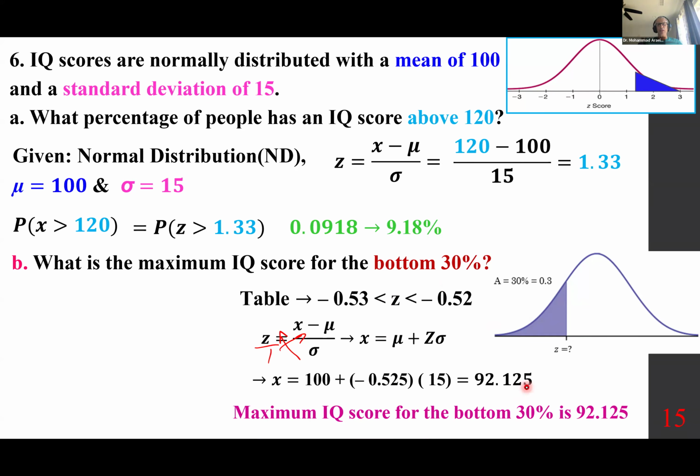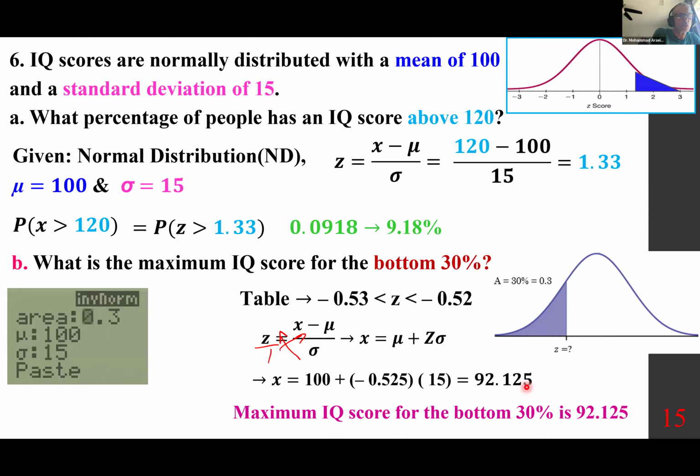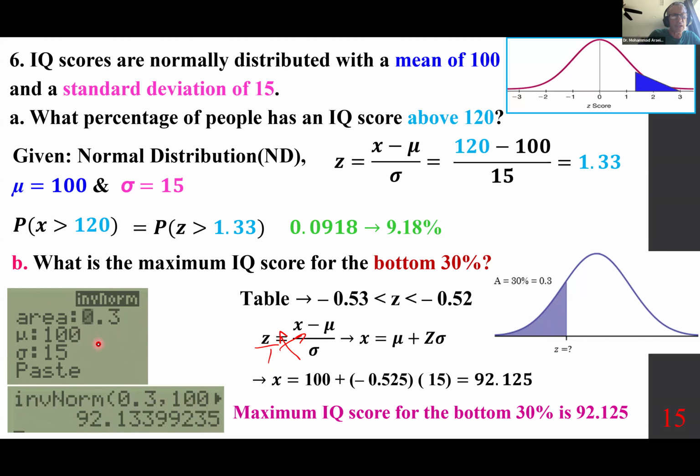Now, so we have that, and if we want to go with the technology, we are going to go with the inverse norm. The area, you have to write the area on the left side, which is 0.3. You can go with mu is 100, sigma equals 15, and you get the answer. As you can see, this is, of course, a tad different because it's using a different Z value, a more precise Z value than this one. So it makes perfect sense that there will be some discrepancy. All right.